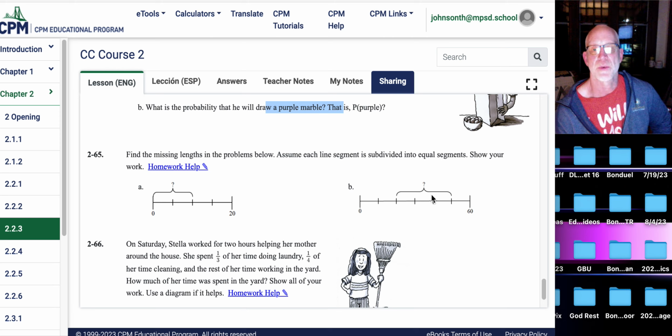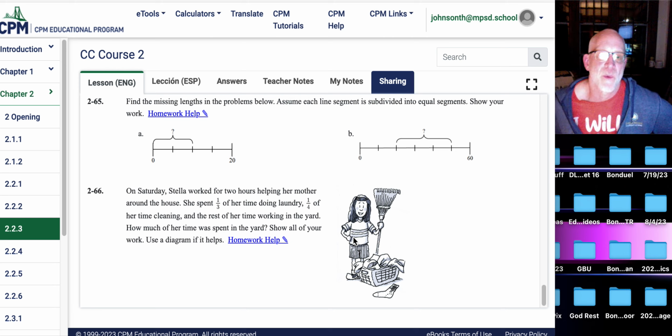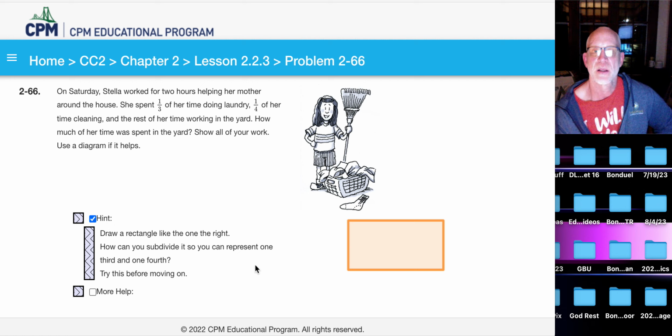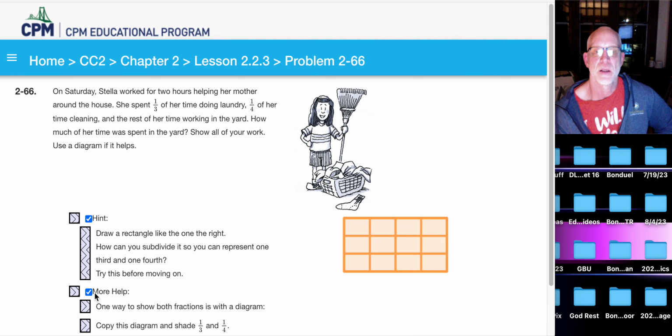On Saturday, Stella worked for 2 hours helping her mother around the house. She spent 1/3 of her time doing laundry. She spent 1/4 of her time cleaning and the rest of the time working in the yard. How much of her time was spent in the yard? Show all of your work. Use a diagram if it helps. If you need homework help, please give yourself a hint. Oh, look how they're doing it. What are they going to break their triangle into? Or their rectangle? I see what they're doing. The homework help has helped me. All right, sound good?